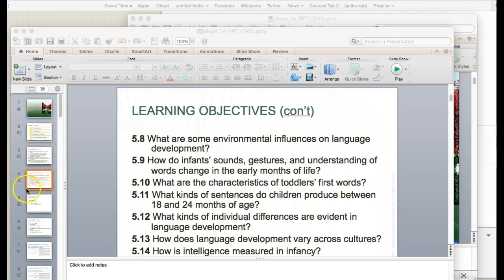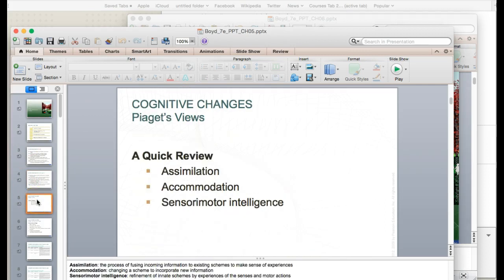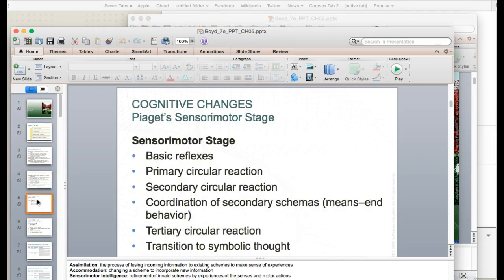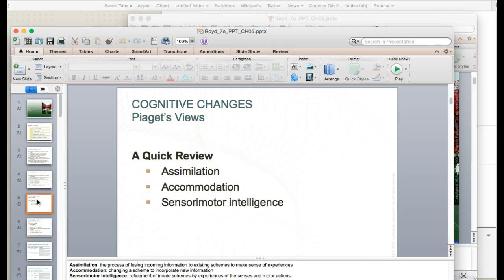So these are the learning objectives. Let's go ahead and click on. There we go. Okay.